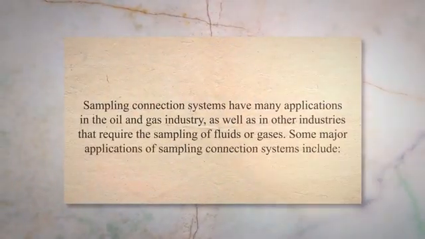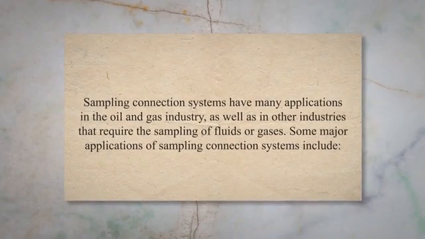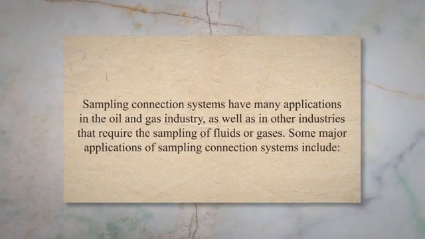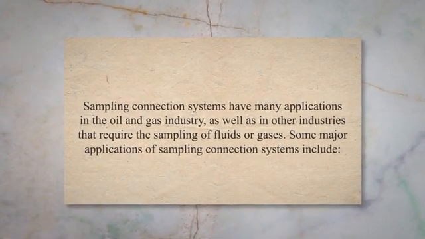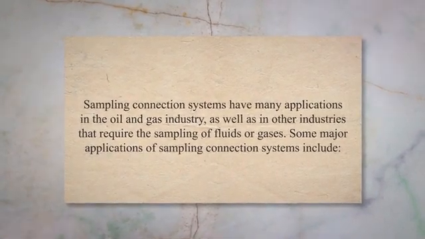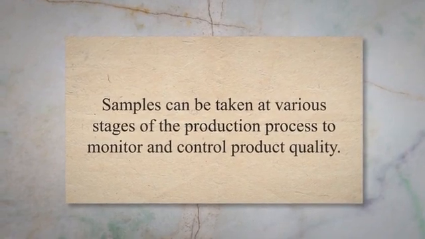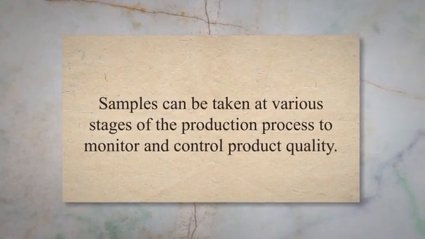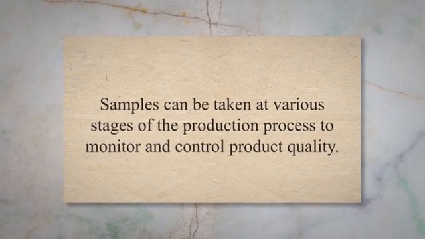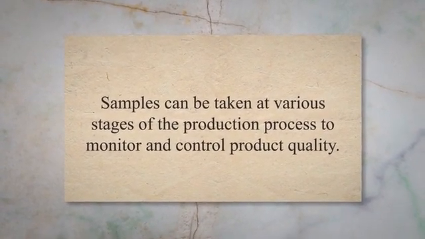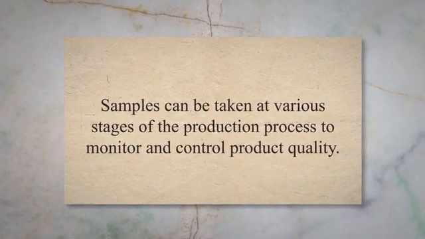Sampling connection systems have many applications in the oil and gas industry, as well as in other industries that require the sampling of fluids or gases. Some major applications of sampling connection systems include quality control. Sampling connection systems are commonly used to ensure the quality and consistency of raw materials, intermediates, and final products in the oil and gas industry. Samples can be taken at various stages of the production process to monitor and control product quality.